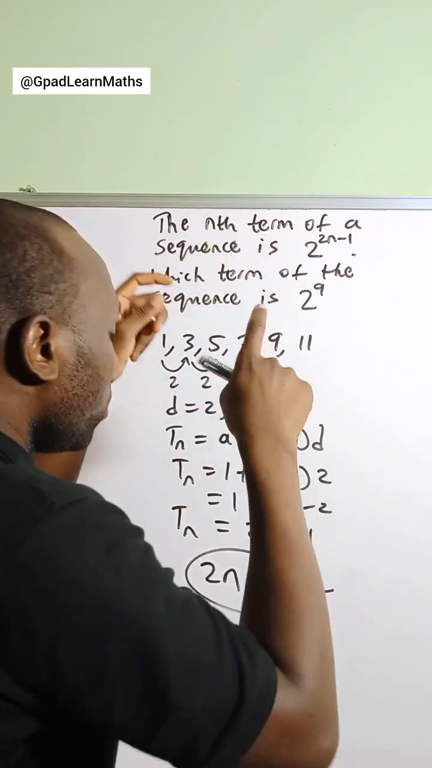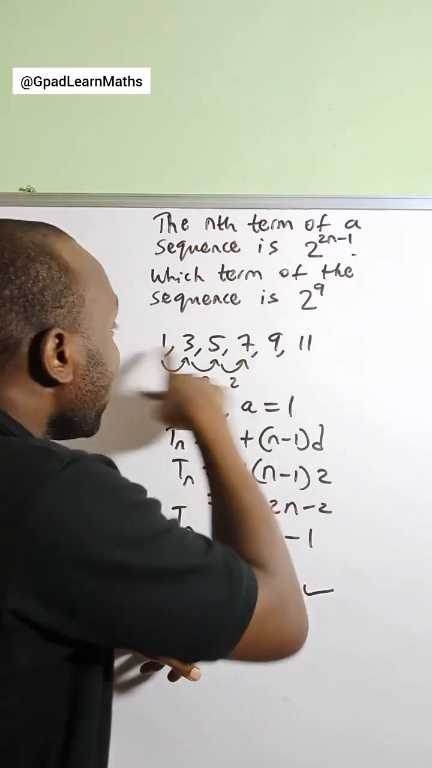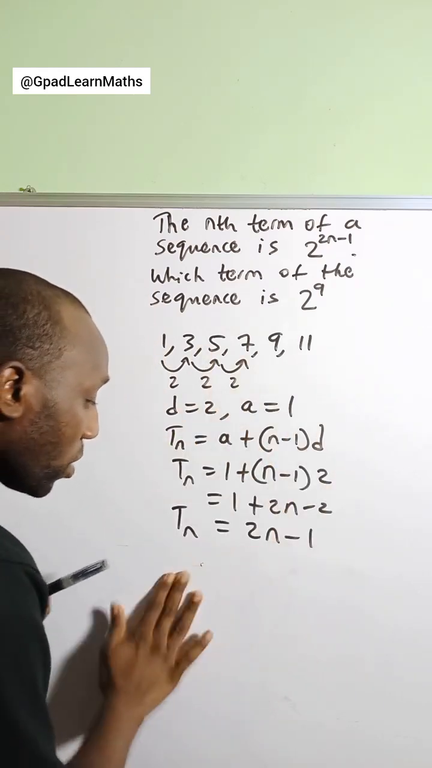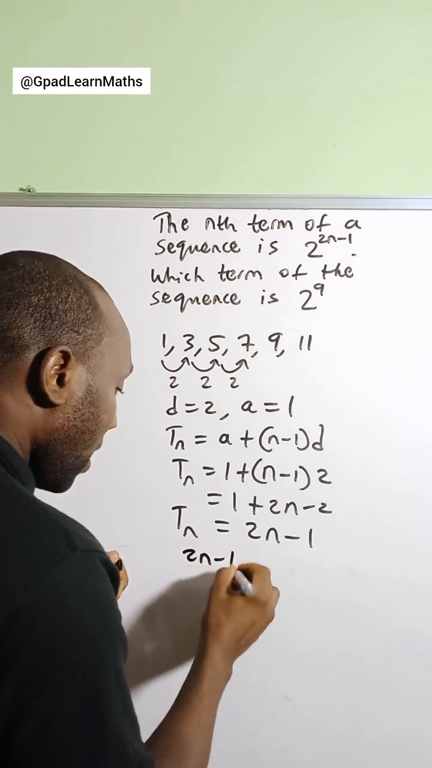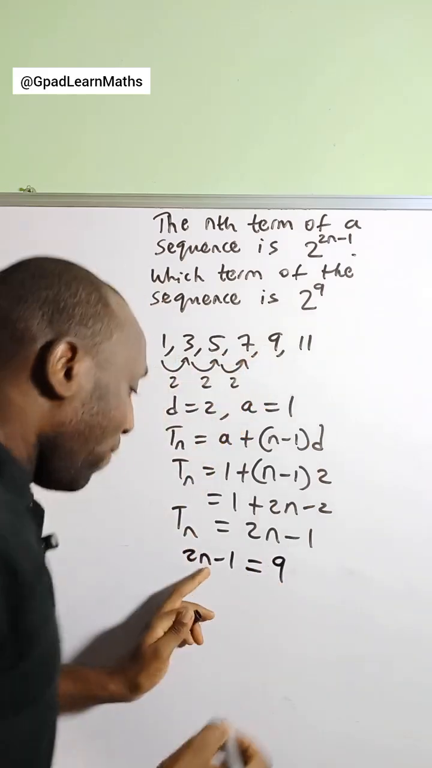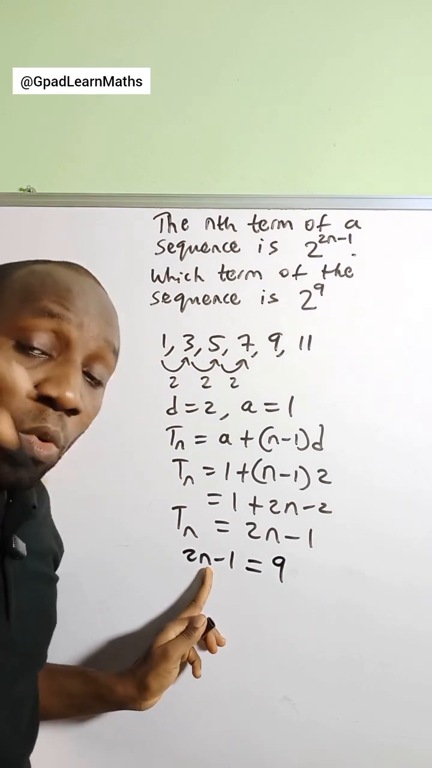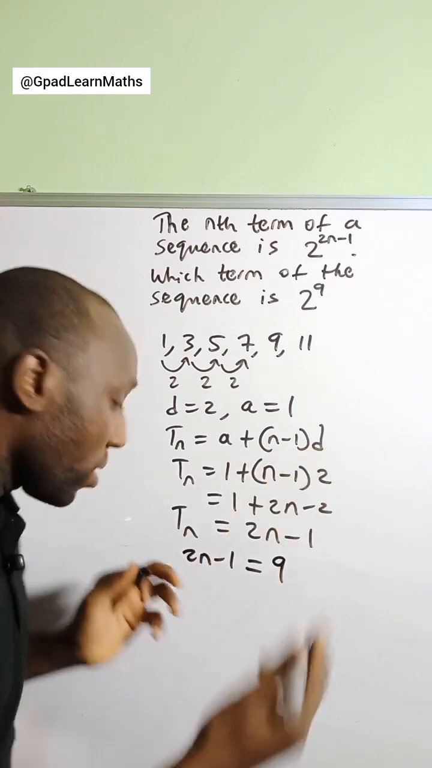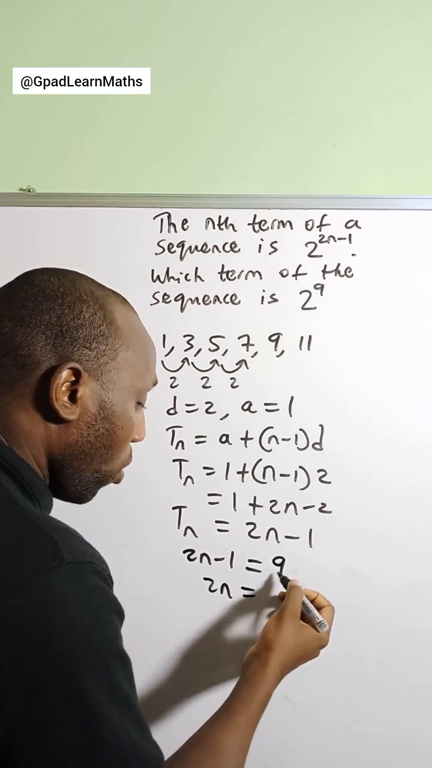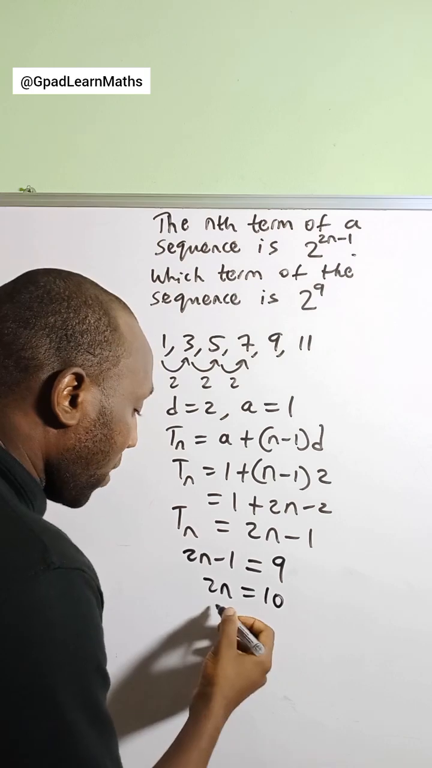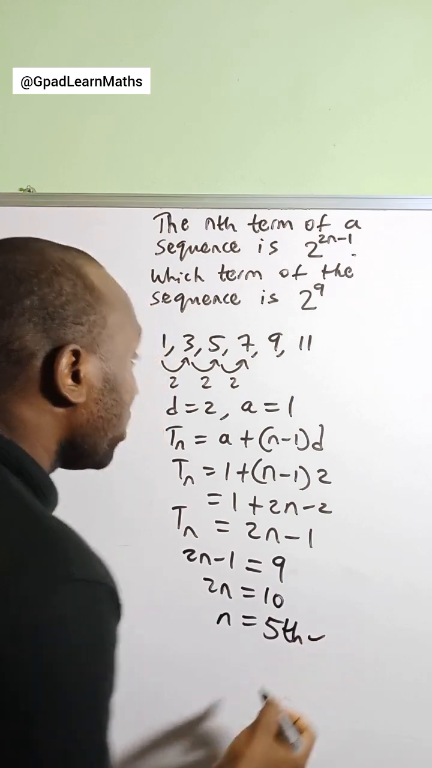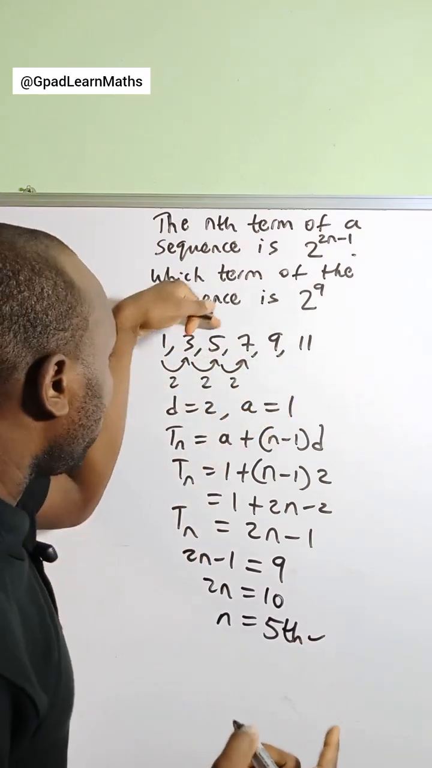So we want to use this to get the position of 9 in this sequence. Take the nth term and equate it to the actual term, which is 9 in this case. The n here will help us get the position of the term in the sequence. So when you move minus 1 over, you get plus 1. 1 plus 9 is 10. Divide both sides by 2. n is equal to 5. It means that 9 occupies the 5th position in this sequence. Is that true? 1, 2, 3, 4, 5.